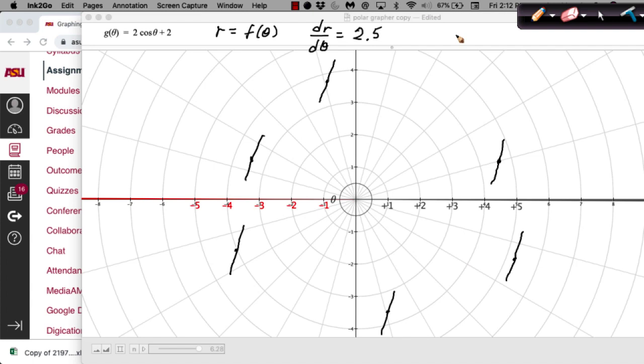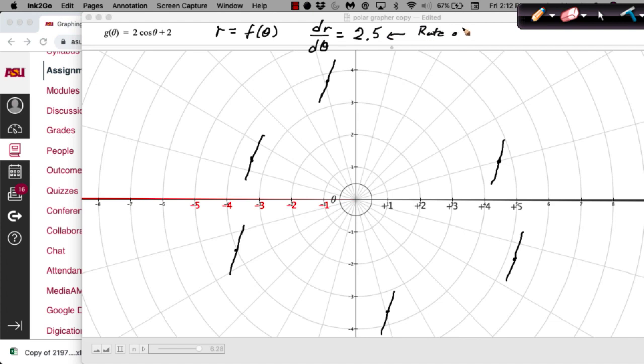Okay, so volunteer. dr d theta is 2.5. What does that number 2.5 mean? Dylan. As theta increases, the radius increases at a rate of 2.5. And what does that mean? The radius increases at a rate of 2.5. That's the rate of change of radius with respect to theta.